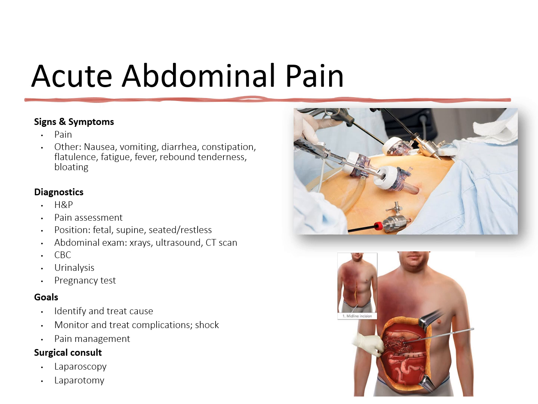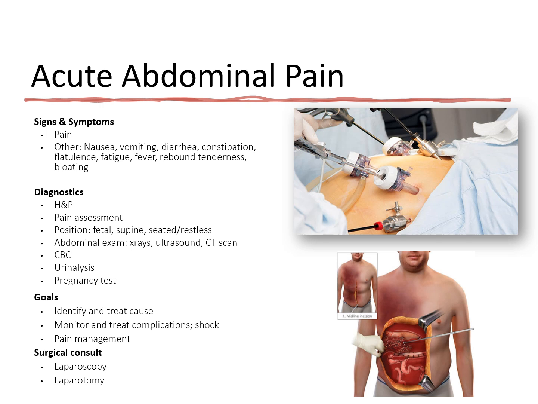So signs and symptoms of acute abdominal pain is going to be pain, along with some other GI symptoms like nausea, vomiting, diarrhea, constipation, flatulence, fatigue, fever, possible rebound tenderness. That is when you push down on the abdomen and there's no pain, but then when you let go and the abdominal wall rebounds, that's when you have pain. And then also bloating.